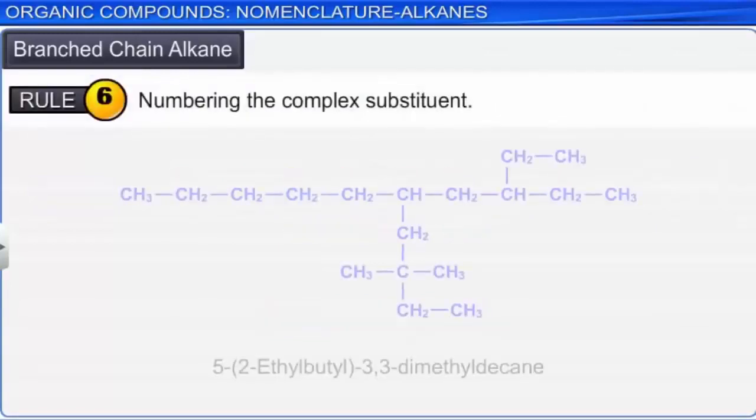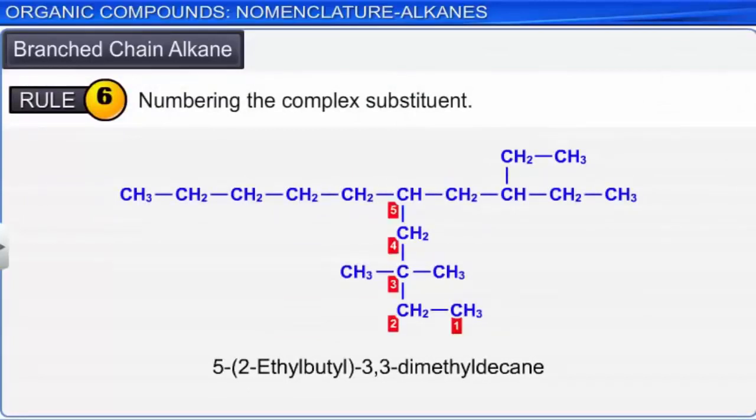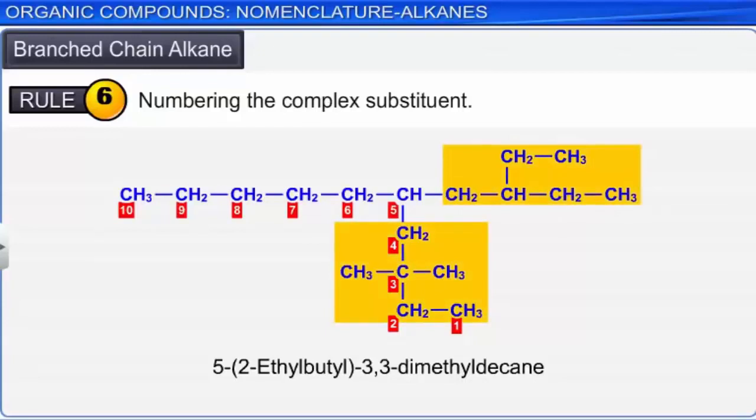Rule 6. Numbering the complex substituent. If the substituent, that is, the alkyl branch on the parent chain, is complex, then the carbon atom of the branch attached to the parent chain is given the position 1 while numbering as shown. The name of this alkyl branch is placed in parentheses while naming the compound.